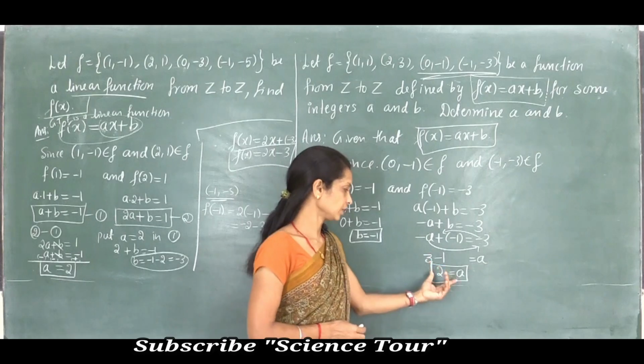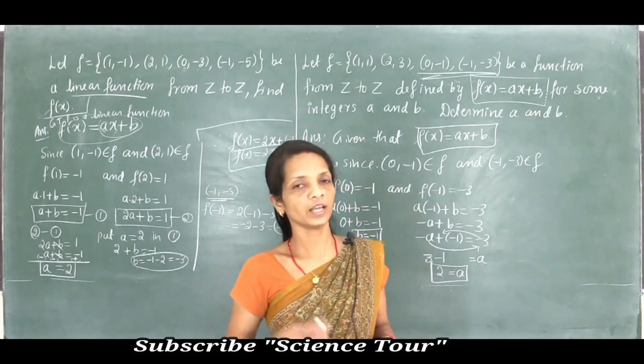You can see that a is equal to 2 and b is equal to minus 1 in the first problem also.